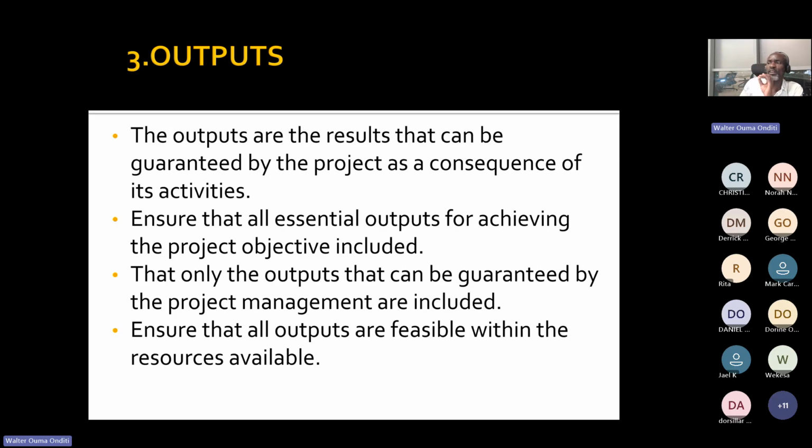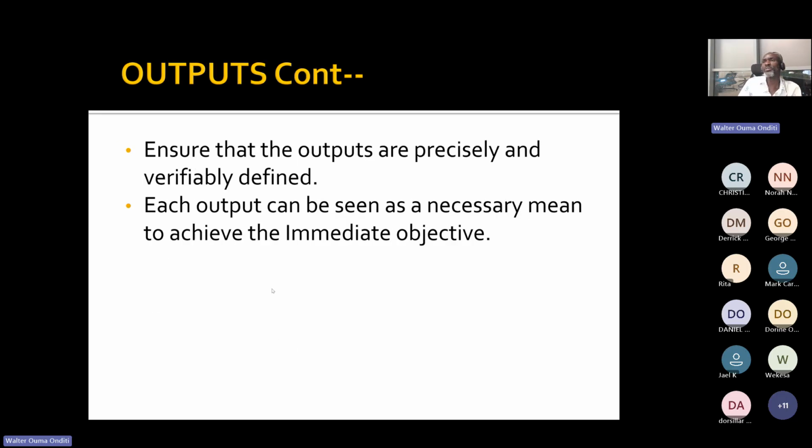Ensure that all outputs are feasible within the resources that are available. Sometimes we overplan and we are not seeing whether the resources are there, whether it's technically viable. So overall, the output or the activity should first of all be feasible, because if they are feasible, then even the outputs are likely to be feasible. Ensure that they are precisely and verifiably defined, just like the others.